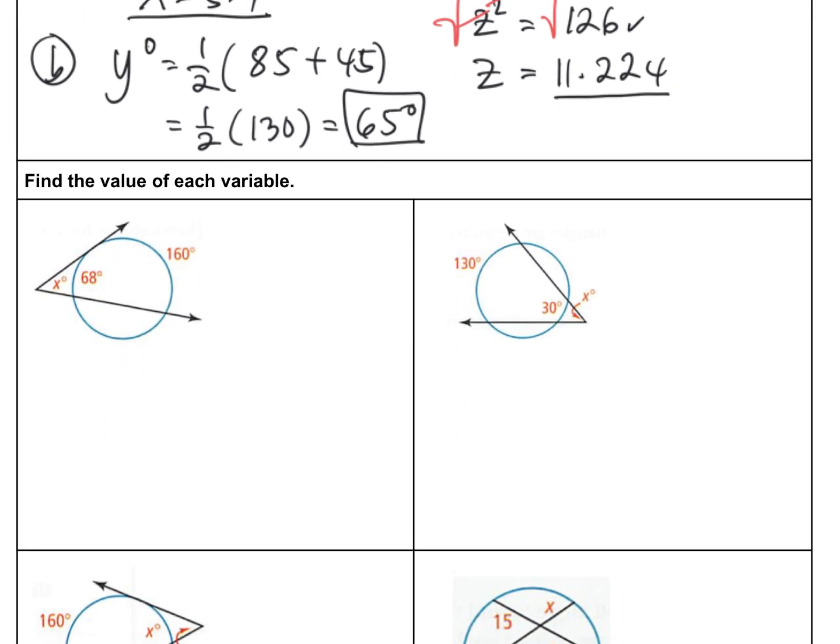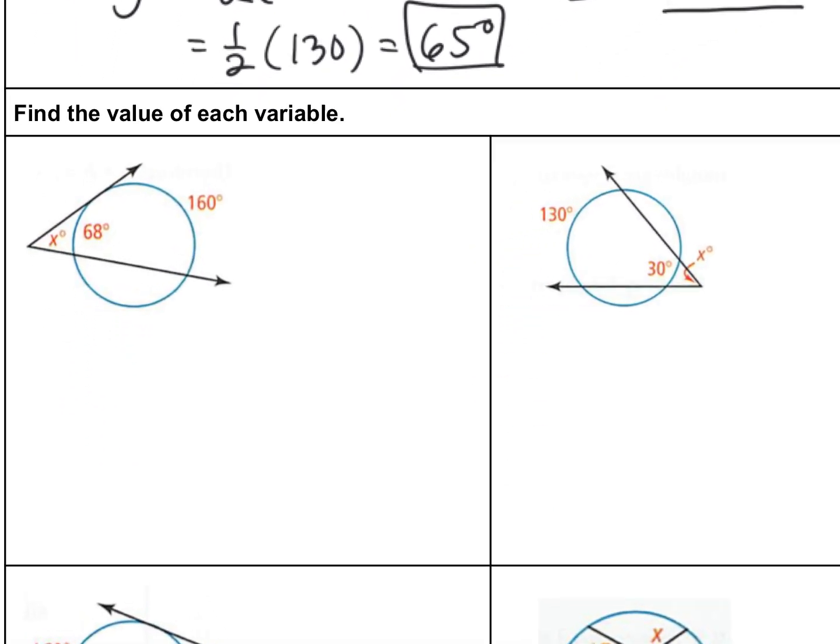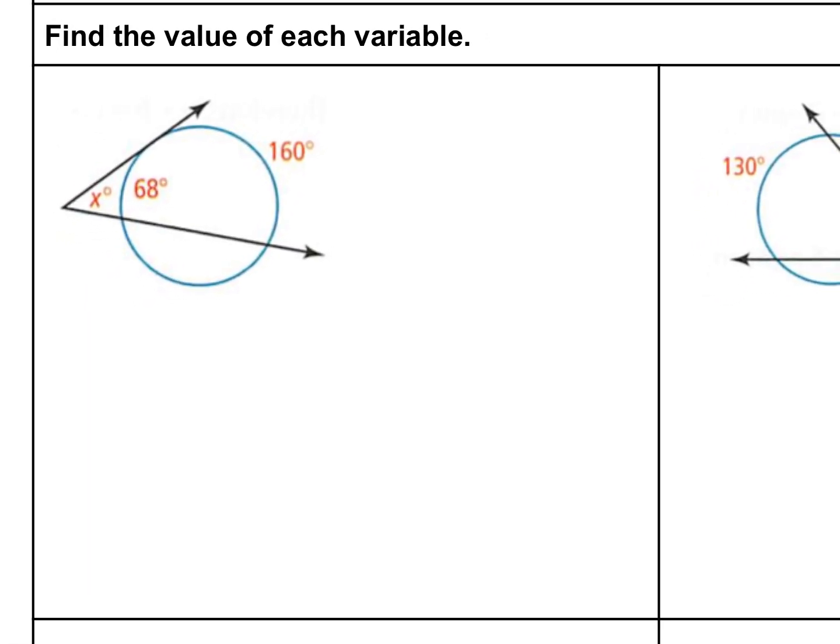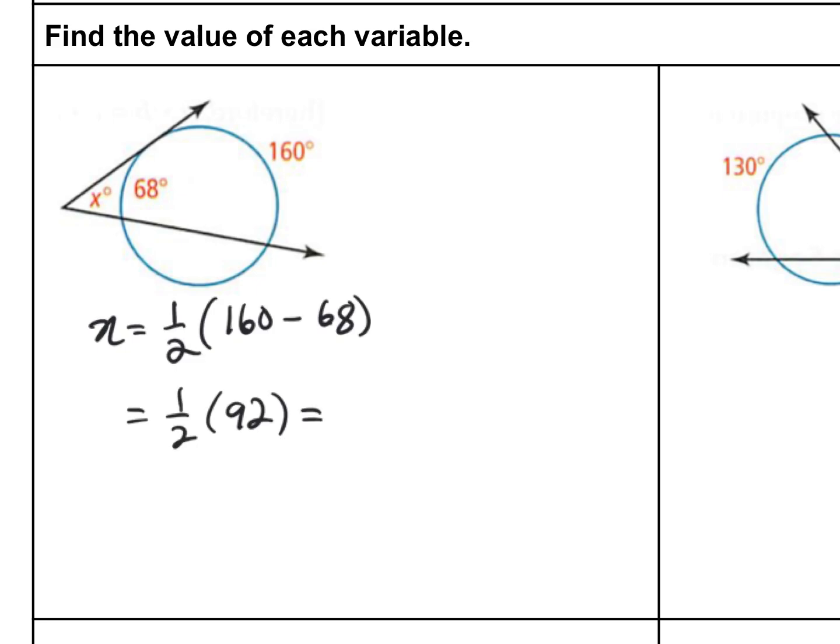Okay, so let's find the value of each variable. Let's go for the first one. Here, exterior angle, so x is equal to 1/2 of 160 minus 68. 160 minus 68 is going to give you 92. Okay. And 1/2 of 92 is equal to 46 degrees.